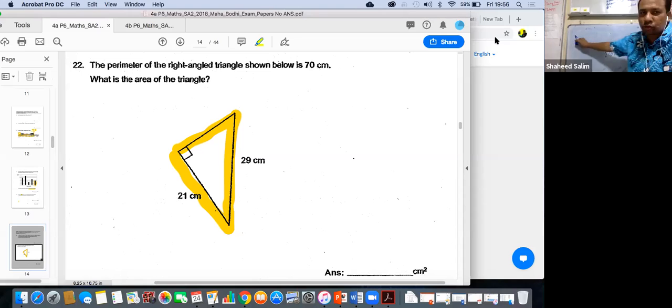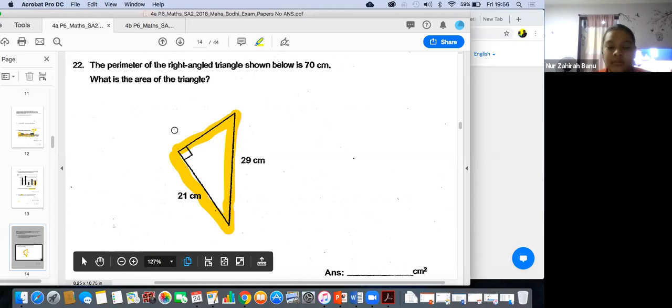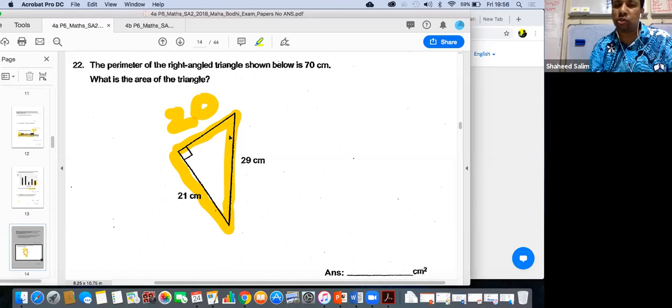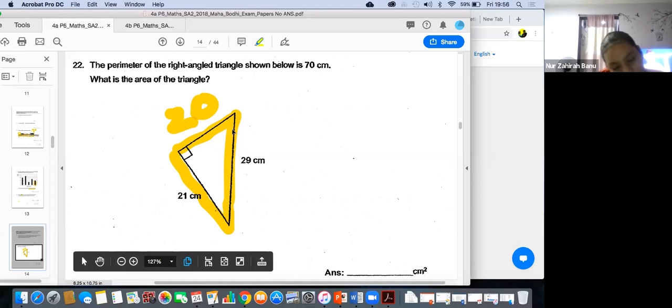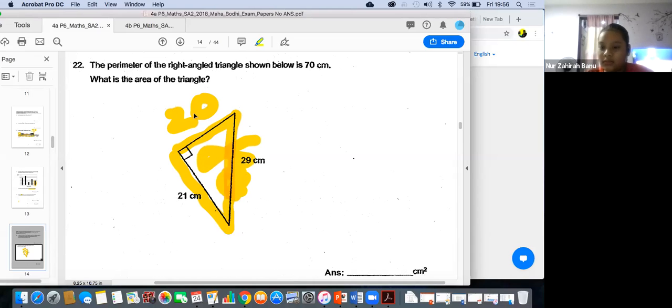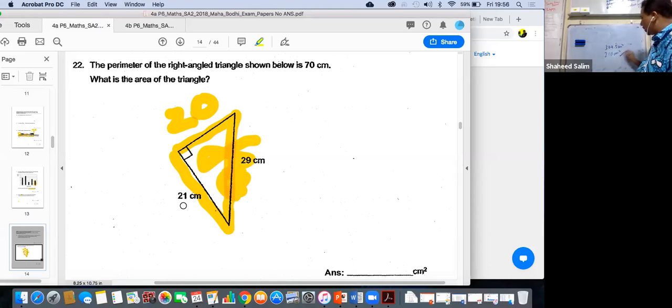Okay, let us go through one by one. What is the length of this side here? 70 minus 29 minus 21. You got 20. So now you must remember which is your base, which is your height. Can this 21 be a height? Cannot. It's 21 and 20. So half times 20 times 21 is 210 square cm.